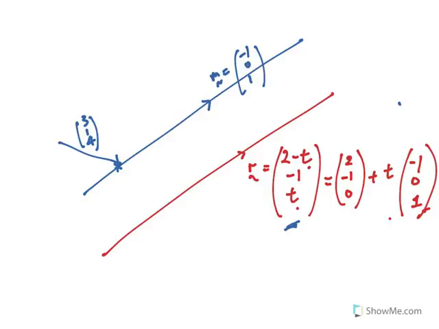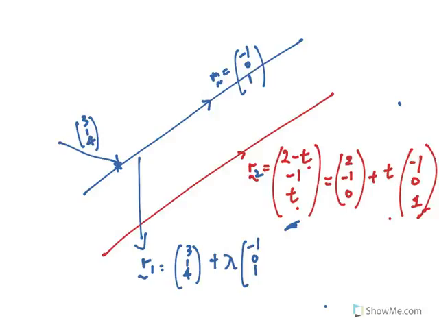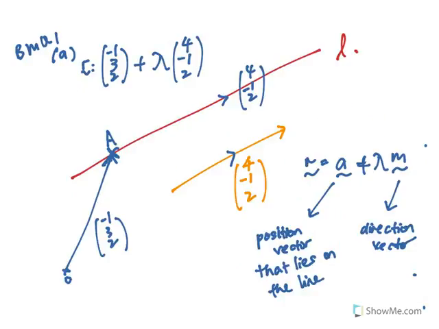And with that, very quickly over here, the equation of my line will be r equals (3, 1, 4) plus lambda times the direction vector (-1, 0, 1). Okay, this is for BMQ 1C. How about for BMQ 1D?